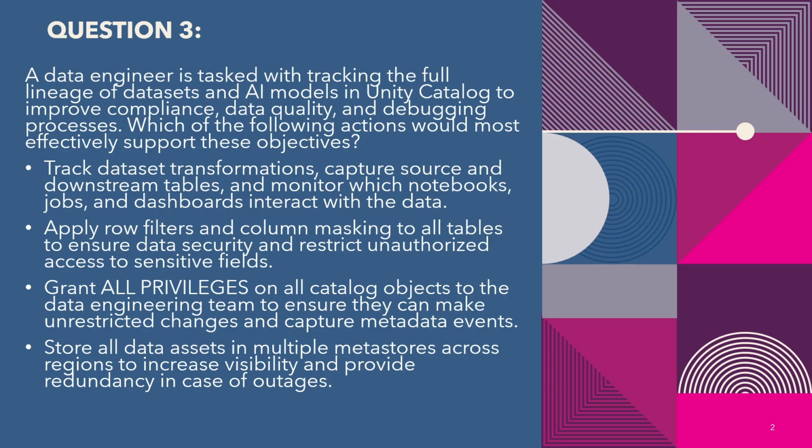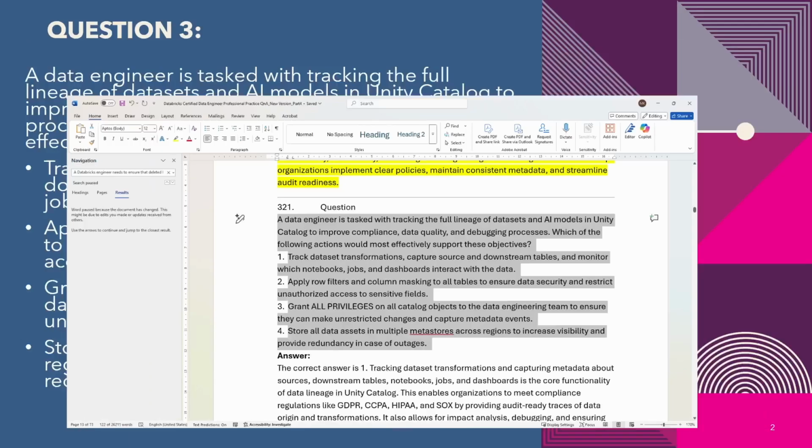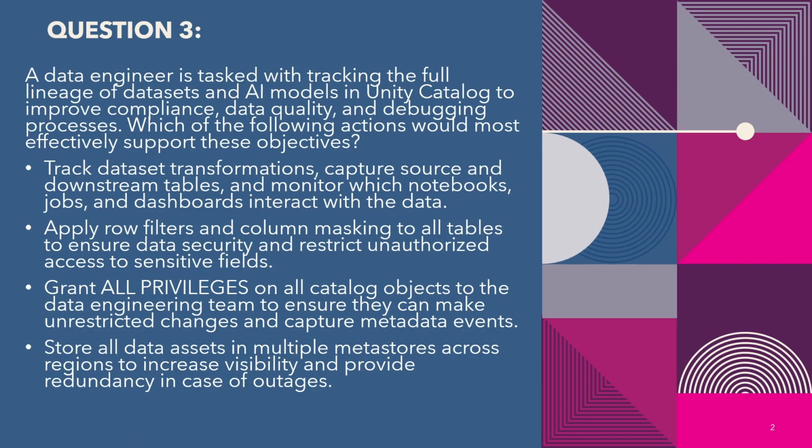Now let's look at question number 3. A data engineer is tasked with tracking the full lineage of datasets and AI models in Unity Catalog to improve compliance, data quality, and debugging processes. Which of the following actions would most effectively support these objectives? 1. Track dataset transformations, capture source and downstream tables, and monitor which notebooks, jobs, and dashboards interact with the data.